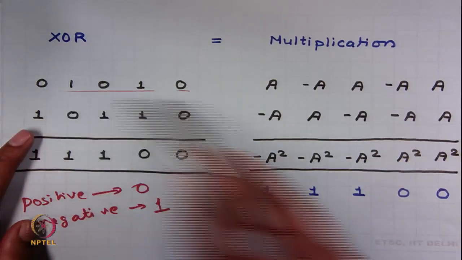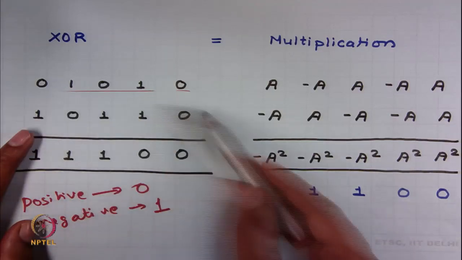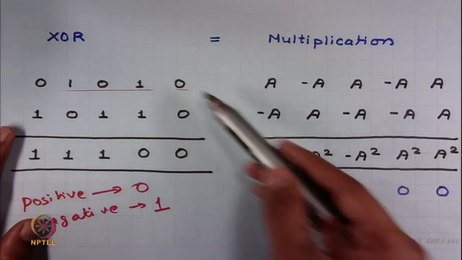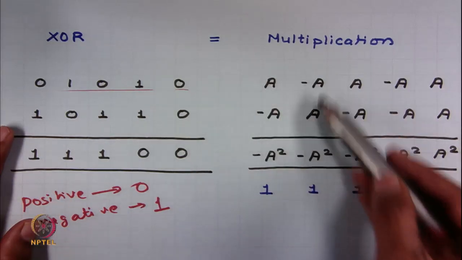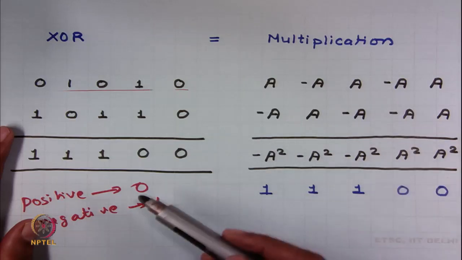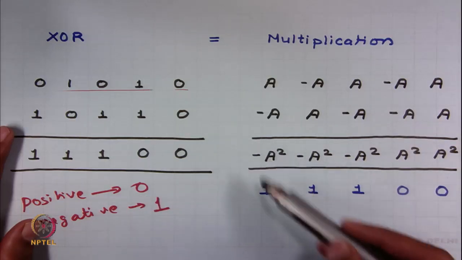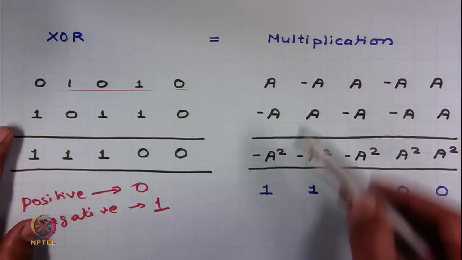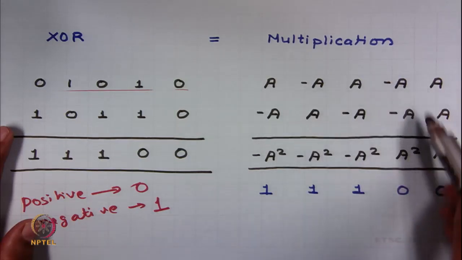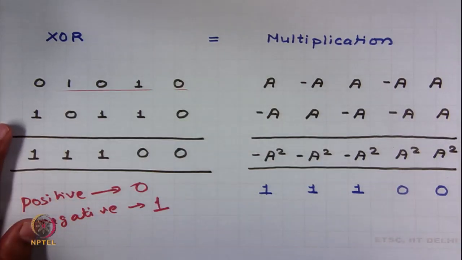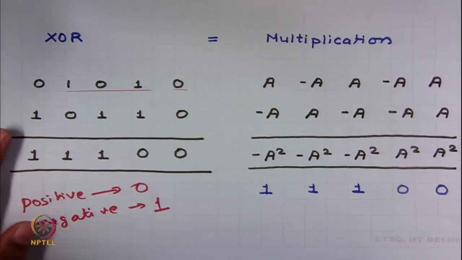Similarly, I can have the representation for this binary sequence like this, and if I multiply these numbers I get some negative and positive numbers. If I assume negative numbers to be 1 and positive numbers to be 0, I see that the multiplication of these numbers is the same as the XOR operation of the binary sequences, and this equivalence is sometimes convenient in certain applications.